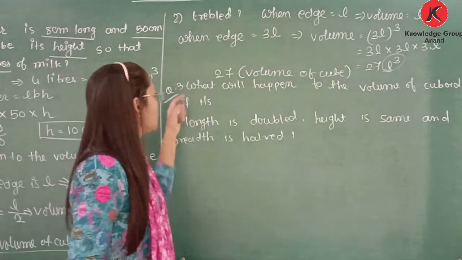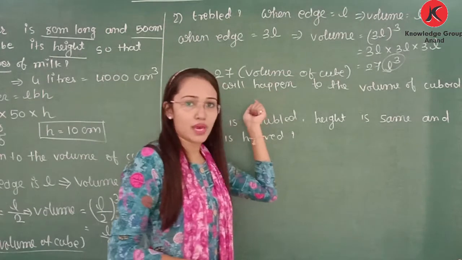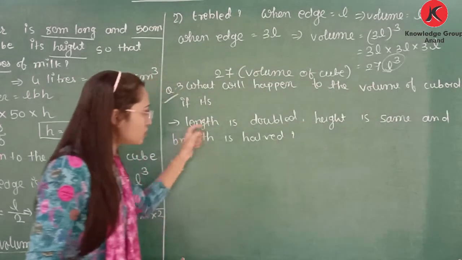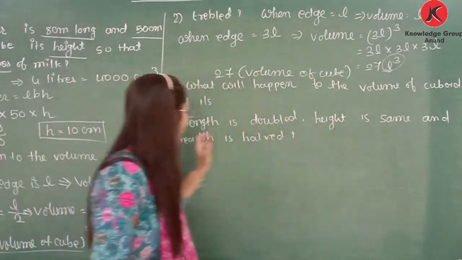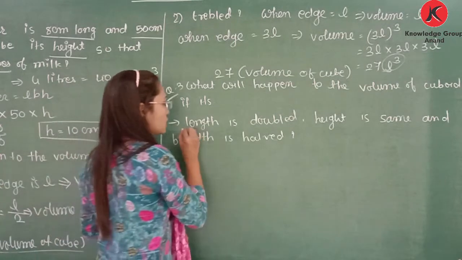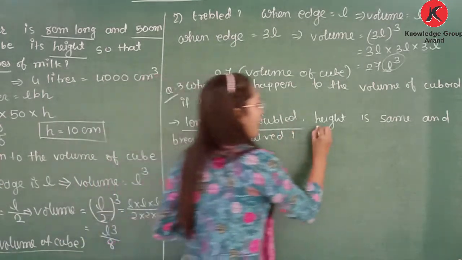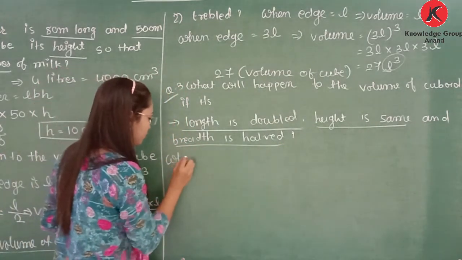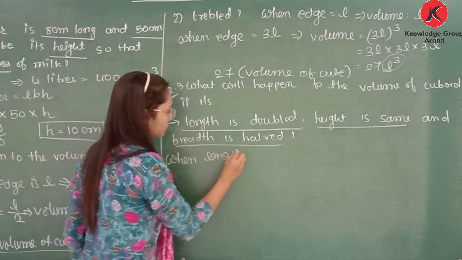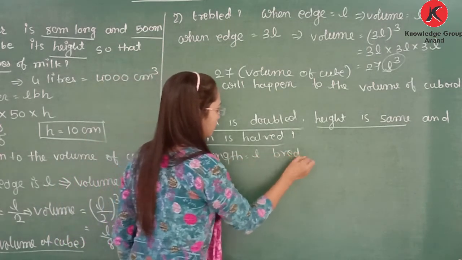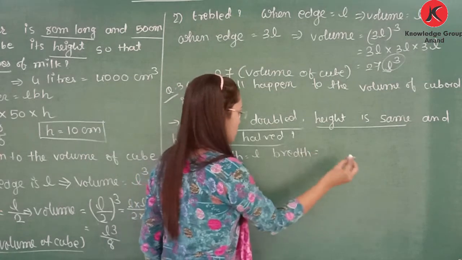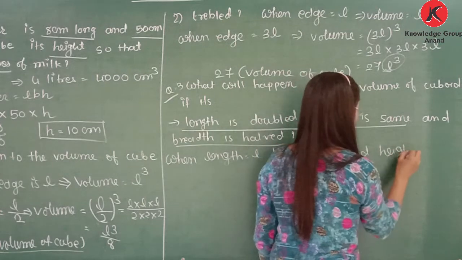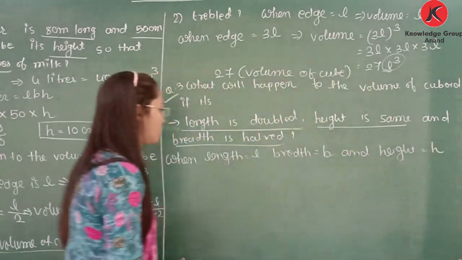Clear? Now next one. What will happen to the volume of cuboid, if its length is double, height is same, and breadth is half? This kind of example can be asked for MCQ. So again the question is what? Length is double, height is same, and breadth is half. So when length is L, breadth is B, and height is H. So volume will be what?